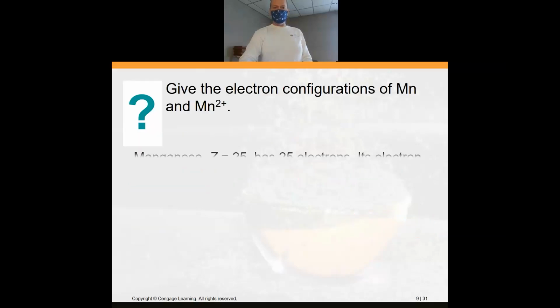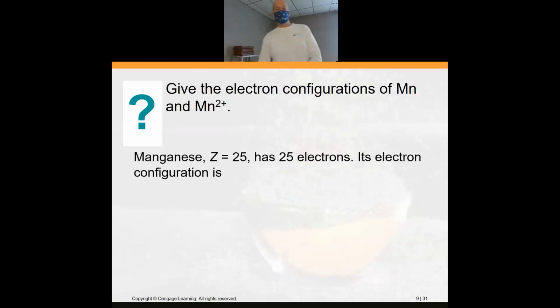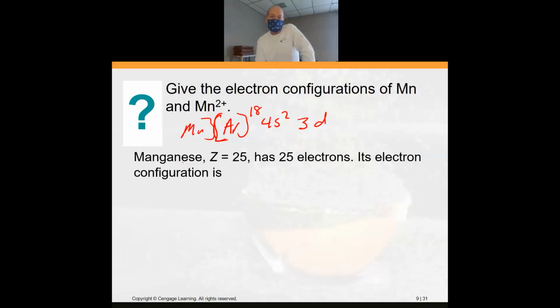All right, so when you're doing the electron configuration of manganese, you have Mn. The noble gas core is argon, which takes up 18. Then you have the 4s2, and after the 4s2, you have the 3d. Manganese has an atomic number of 25, and we want first the neutral Mn, we need to have 25. So we have the 5 for the 3d.